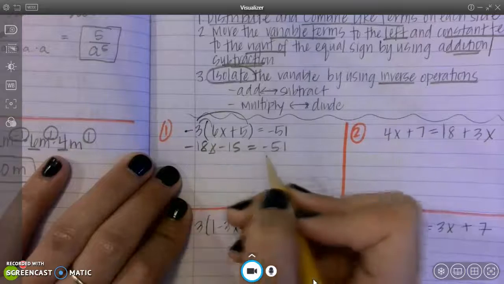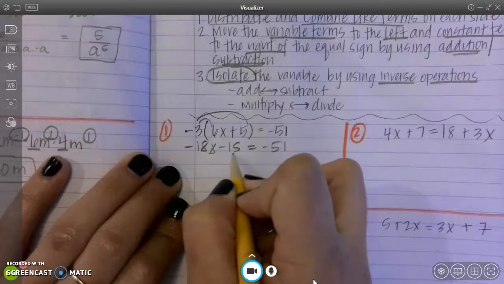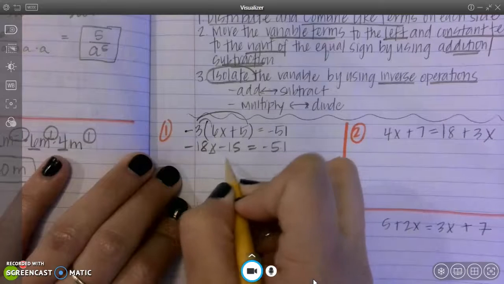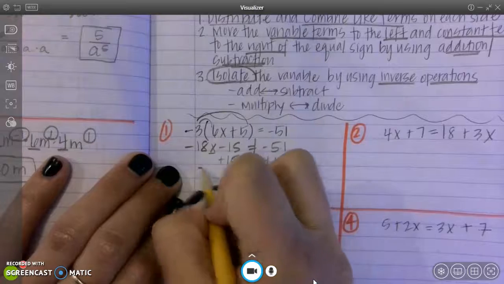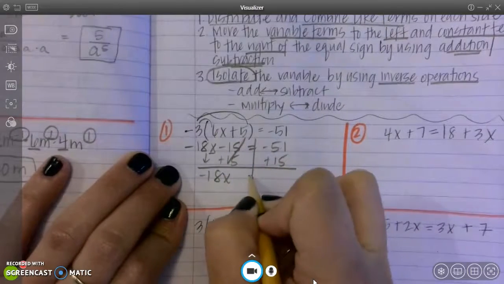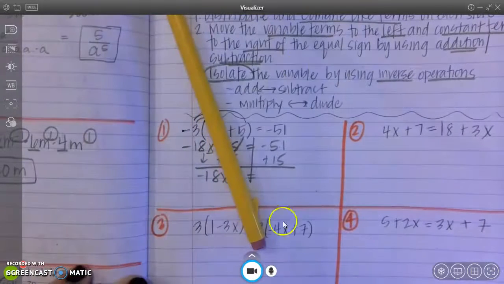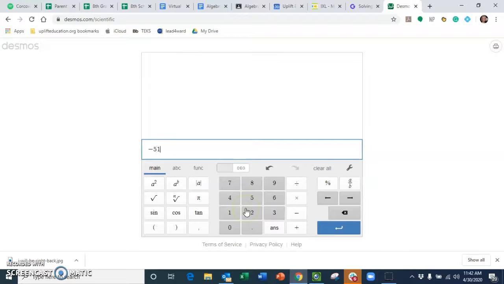And our variable in this instance is x. So we start with addition and subtraction. So because this is a negative 15, the inverse of a negative 15, or subtracting by 15, is adding 15 to both sides. Bring down the negative 18x. And I have you guys using your Desmos calculators. You don't have to type. You can type on your keyboard rather than using the clicking here. So you've got negative 51 plus 15 equals negative 36.